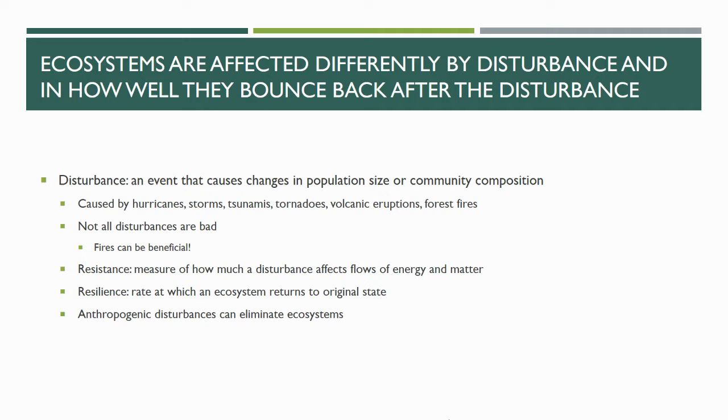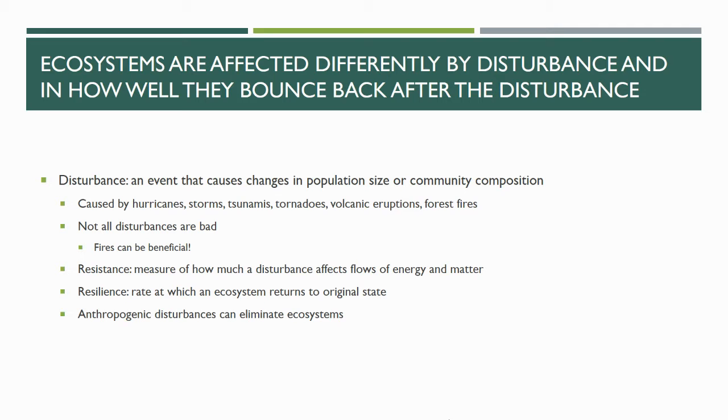This module 8 is a little bit of a hodgepodge of topics, but a disturbance is an event that causes changes in a population size or community composition. It could be caused by hurricanes, storms, tsunamis, tornadoes, volcanic eruptions, or forest fires. Not all disturbances are bad. When we get into forestry in the next unit, we will see that fires can be beneficial to areas. So it could be a good disturbance, even if it causes some damage.